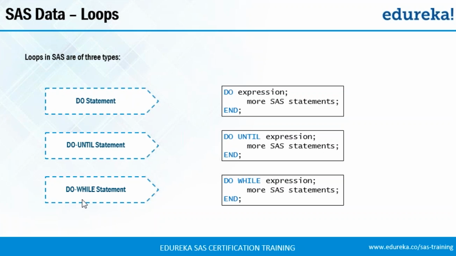Do until and do while. They also do the same stuff, but do until will check the condition after executing the first iteration, whereas do while will check it before. So if the condition is not met, do while will not give you anything at all, whereas do until will execute at least once and then check the condition. So do while checks it at the top and do until checks it at the bottom. That's the difference between do until and do while statements, and that makes a base SAS exam question as well.